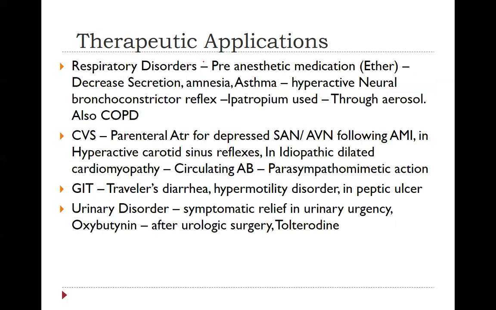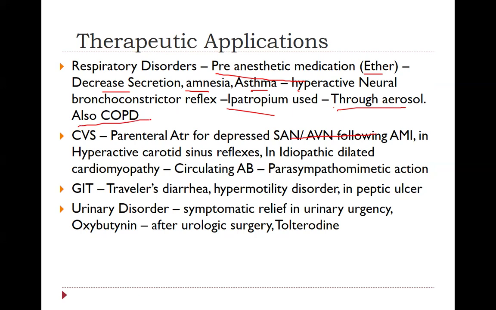In the respiratory disorder, we have already talked about this. This particular drug acts as a pre-anesthetic medication. Now, why is this required? Because ether was an irritant which tends to increase secretion, so this particular drug decreases secretion. It is also useful in asthma, where there is a hyperactive neural bronchoconstrictor reflex, which can be blocked by ipratropium. The basic advantage is that it could be given through the aerosol.